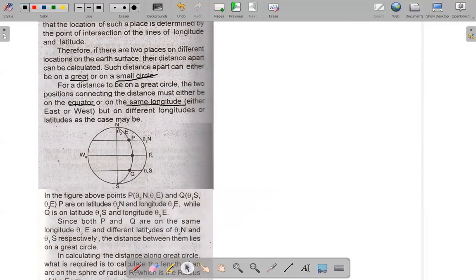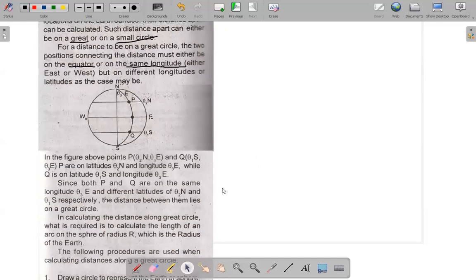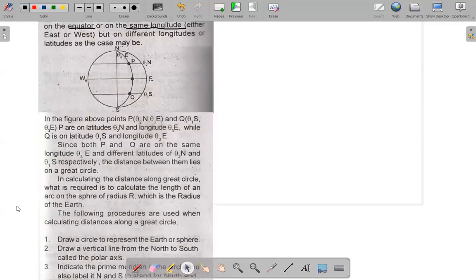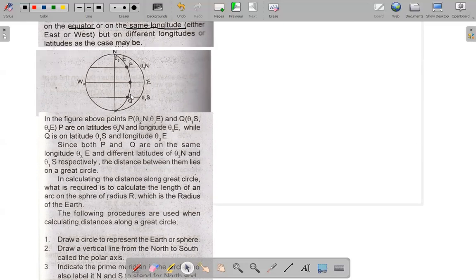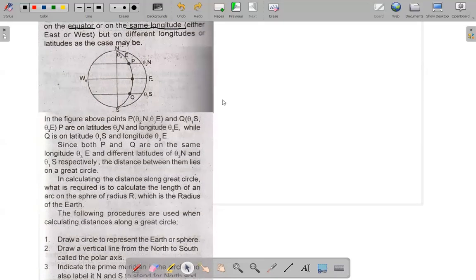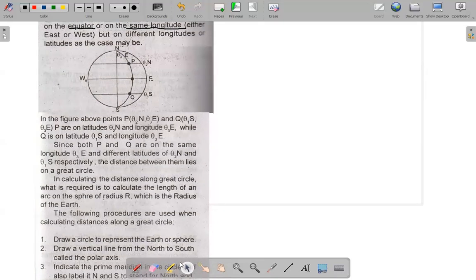Since both P and Q are on the same longitude, theta 3 east, and different latitudes, theta 2 north and theta 1 south respectively, the distance between them lies on a gray circle. In calculating the distance along the gray circle, what is required is to calculate the length of the arc. This arc length here is the distance between point P and point Q.